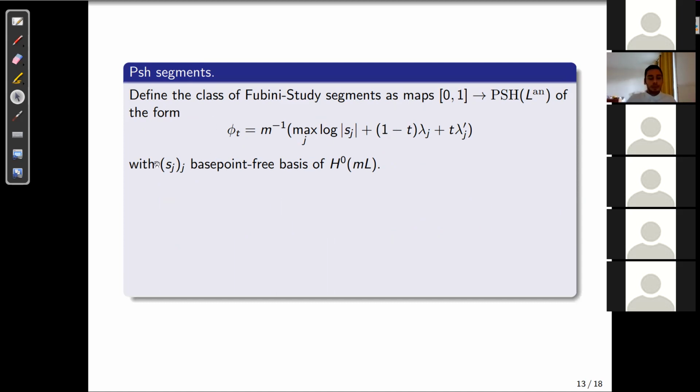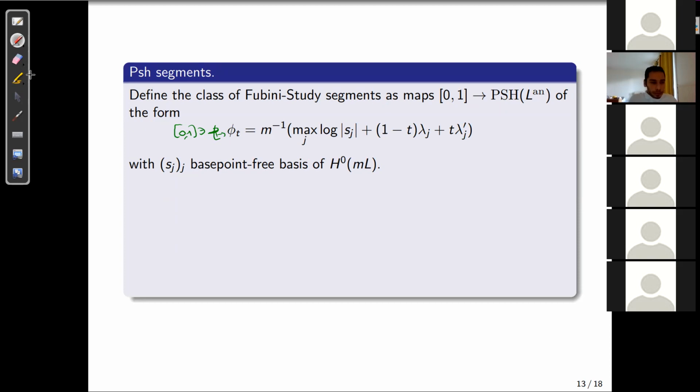So we take, as before, a basis of some power of L, and we define a Fubini-Study segment to be something that maps t in [0,1] to this phi_t, which is, as before, the singular metric given by some convex combination of pairs of numbers this time.